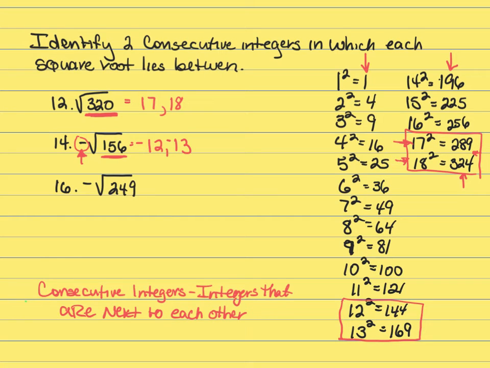So 249 lies between 225 and 256. So our integers are going to be 15 and 16. And because there's a negative sign out here, we're going to stick one right in front of each of the numbers. And that is how you do this section here.